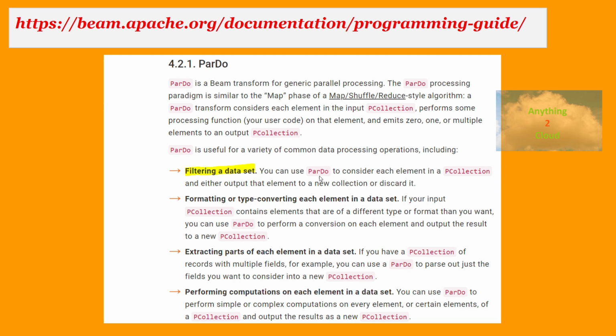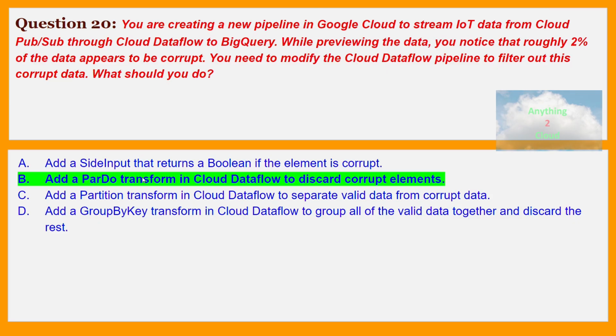You can use ParDo to consider each element in the PCollection and either output that element to a new collection or discard it. So for our question, we need to filter out this 2% corrupt data. So we can use a ParDo transform to filter out the corrupt data. So the right option is B here.